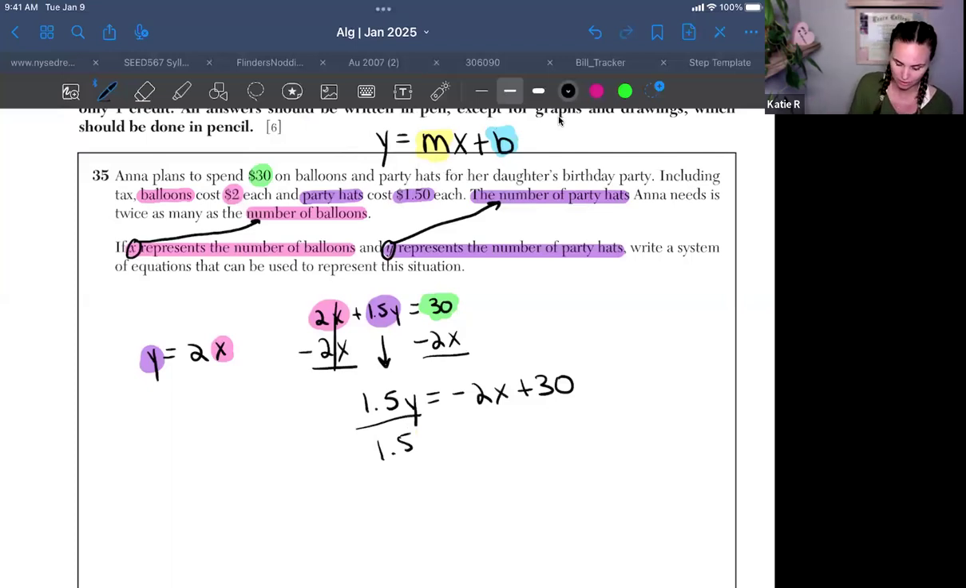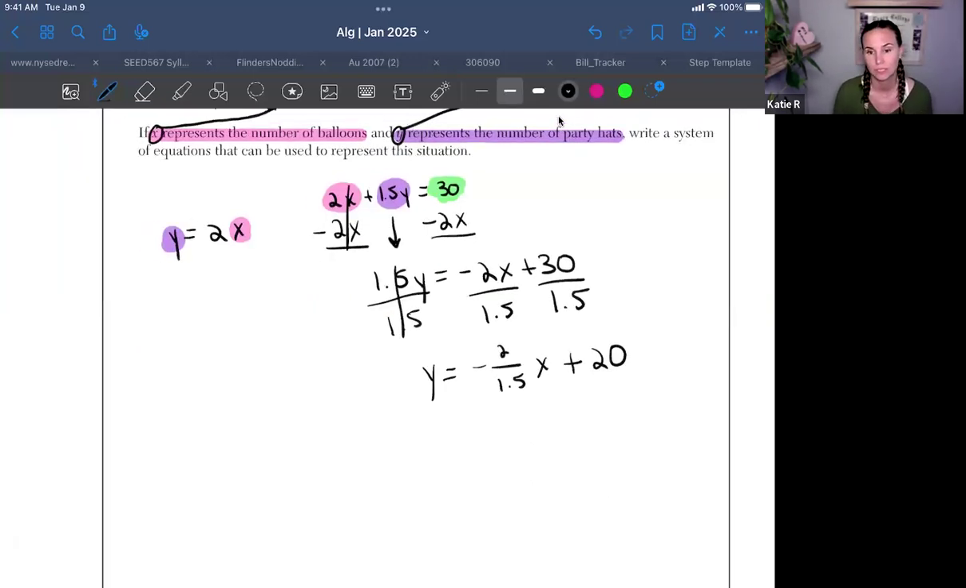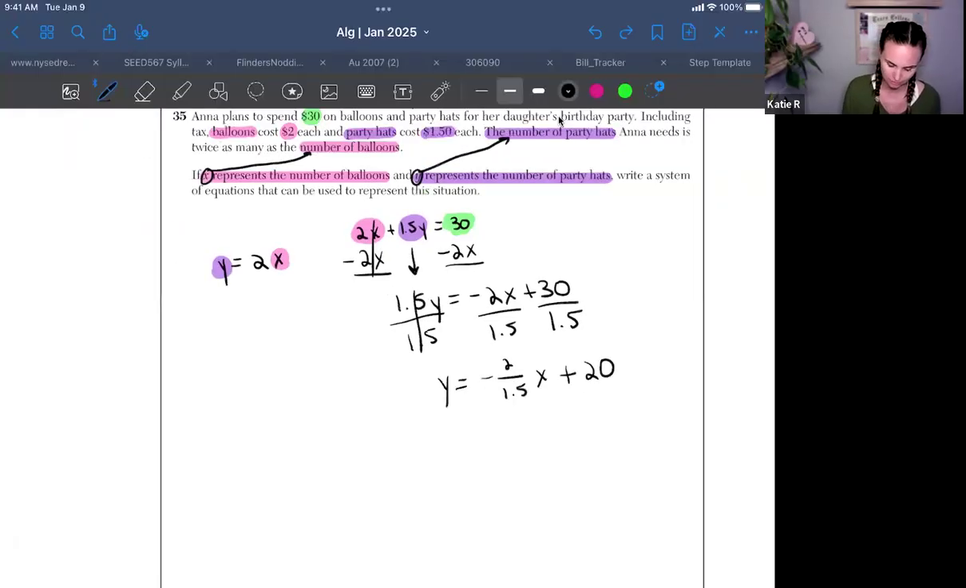So now we are separating the number from the variable by doing division. Now we're left with y equals negative 2 over 1.5x plus, I'm going to use my calculator here, 30 divided by 1.5 is 20. So now that is my equation. There is something I don't like about it. This decimal in a denominator is never something I want.